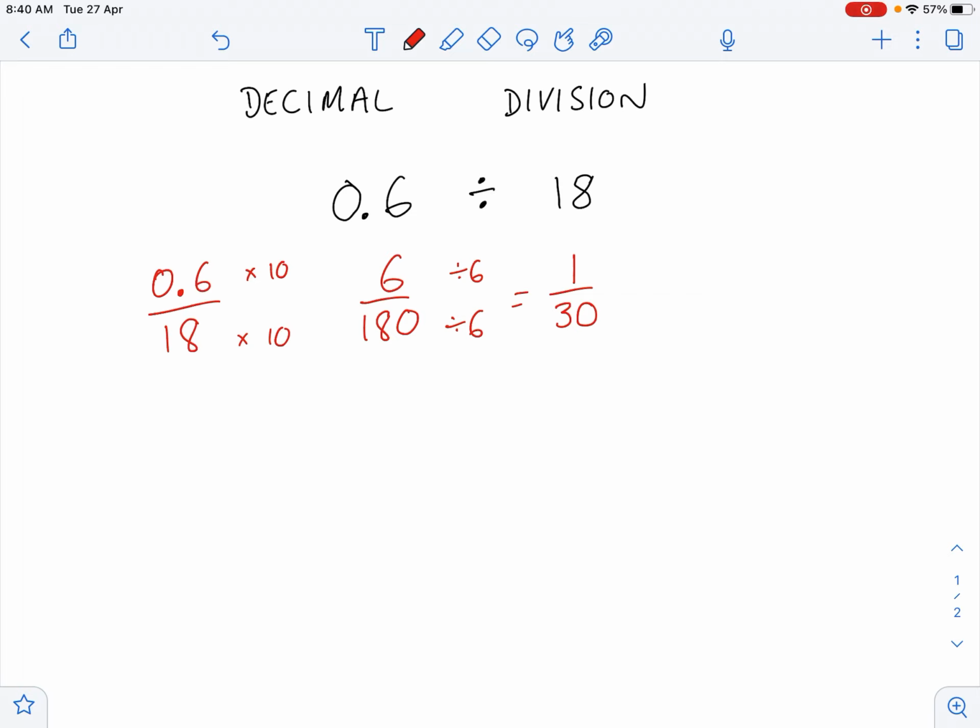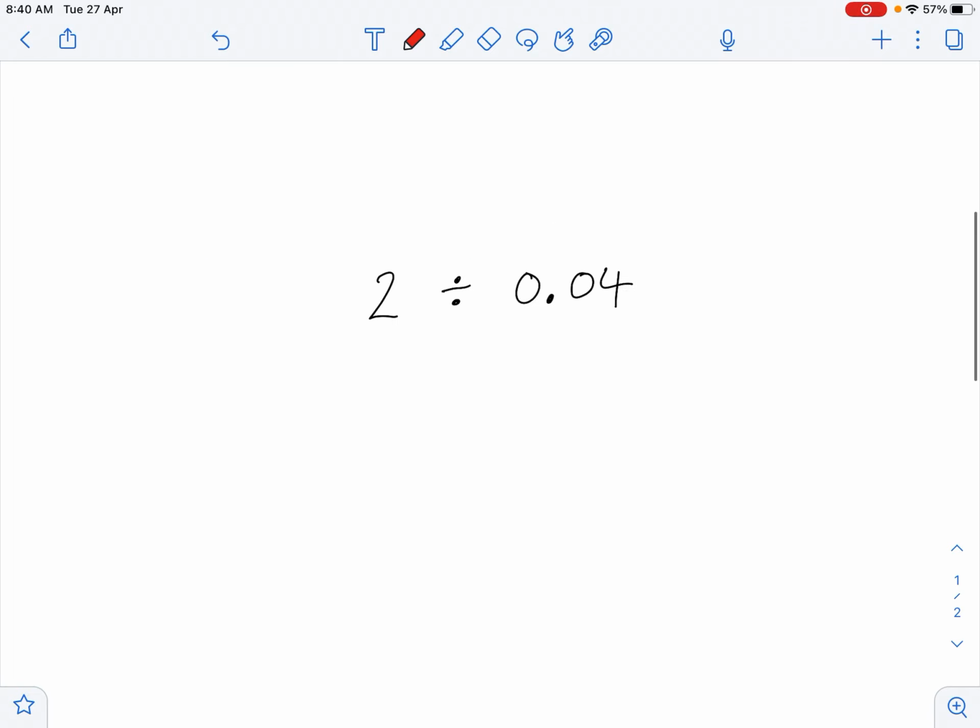So the first thing I do is I write it as a fraction, then I use powers of 10. I multiply by 10. I might have to multiply by 100 or even 1,000 so that I get whole numbers on the top and the bottom, and then I just simplify it as I would any other fraction. Let's look at another example.